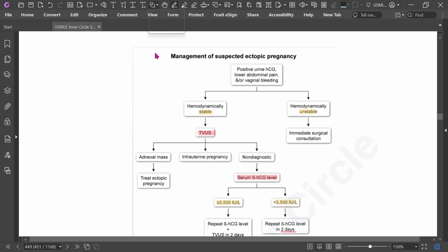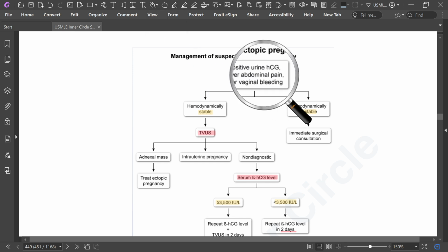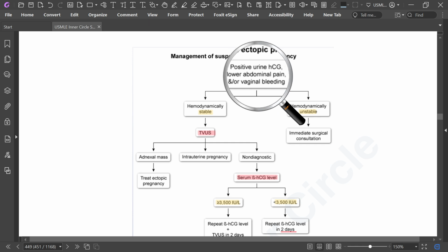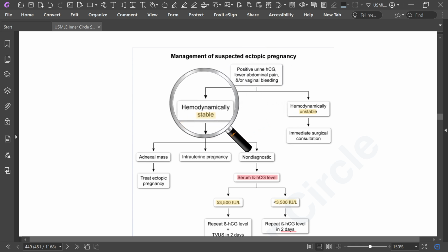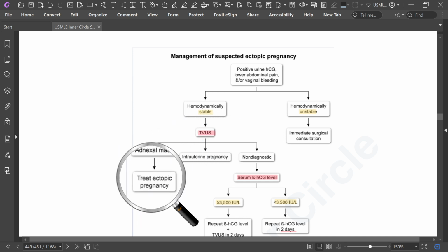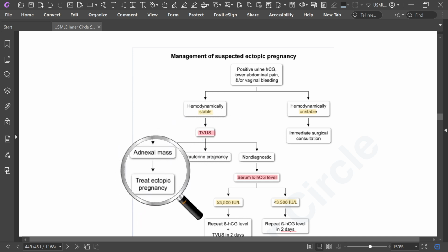If you look with a magnifier, if you find positive urine beta hCG, lower abdominal pain with or without vaginal bleeding, then you have to look at whether the patient is hemodynamically stable or not. If the patient is hemodynamically stable, then you should do transvaginal ultrasound. In transvaginal ultrasound, there may be three interpretations. There may be an adnexal mass.